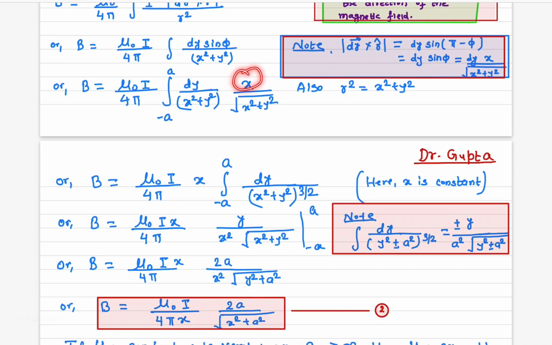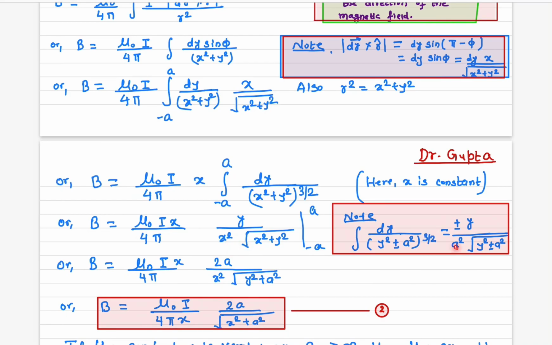As x is constant, I'm taking it out. And now if we multiply these two together, the power of this one is 1 and the power of this one is half. So if I add that together, it will be 3/2 here. All right, and the integration of this one is given here: if you have dy, y squared, plus minus y to the 3/2, and this is the integration. Okay, so here is my integration now.